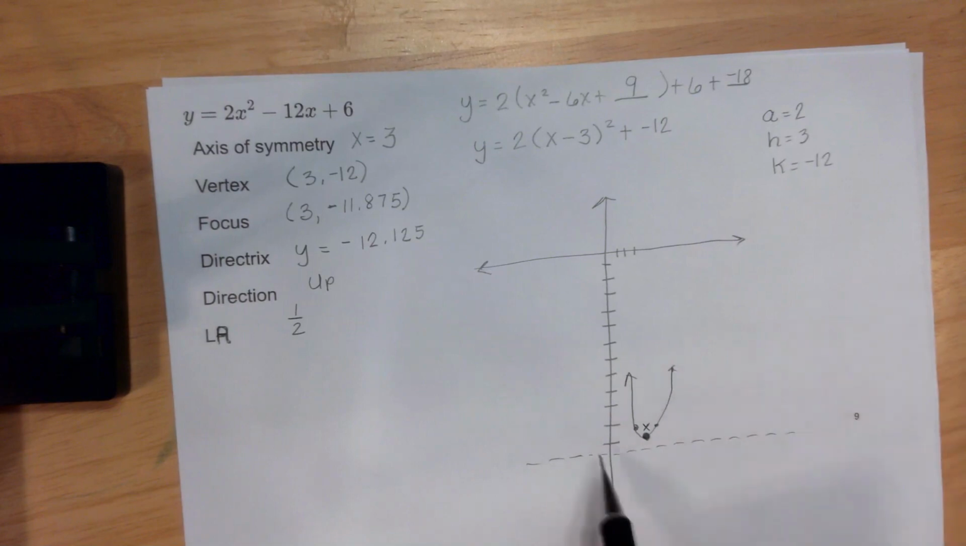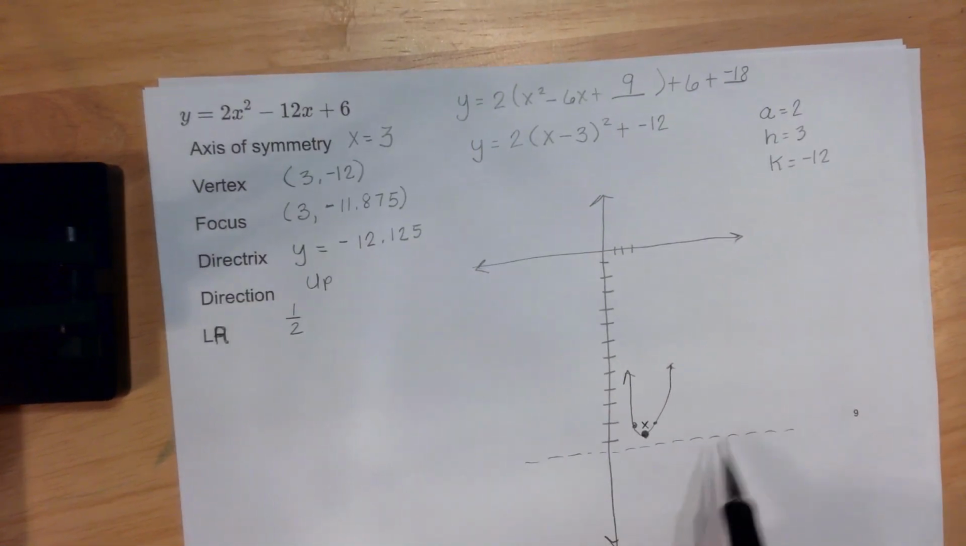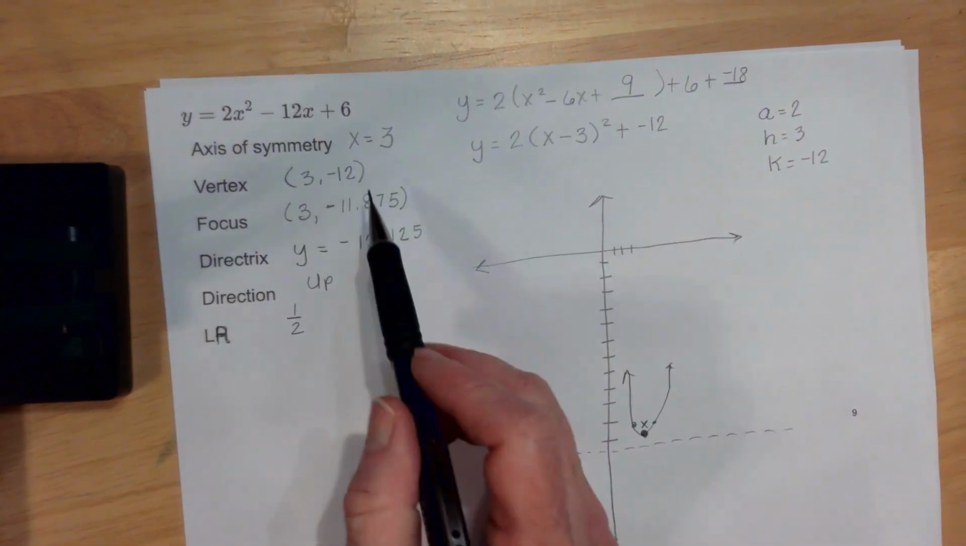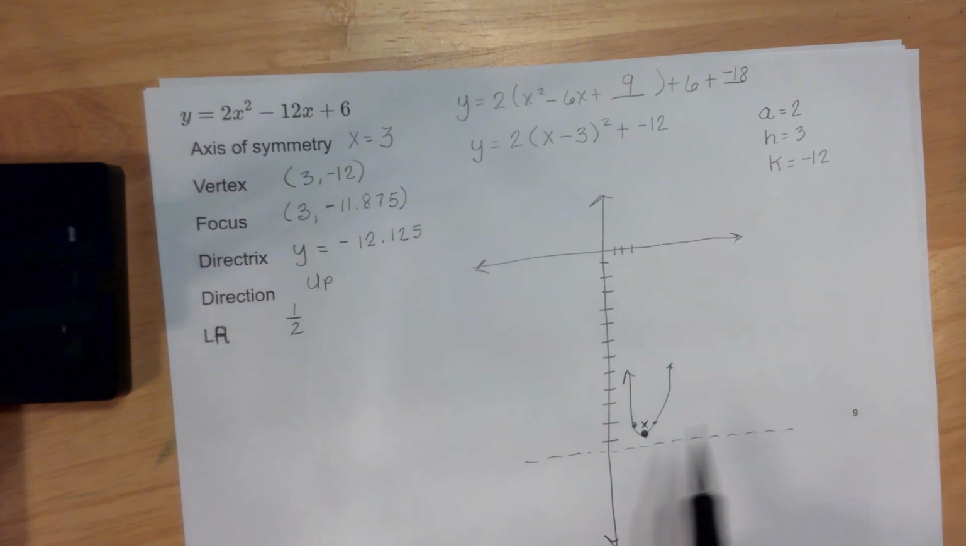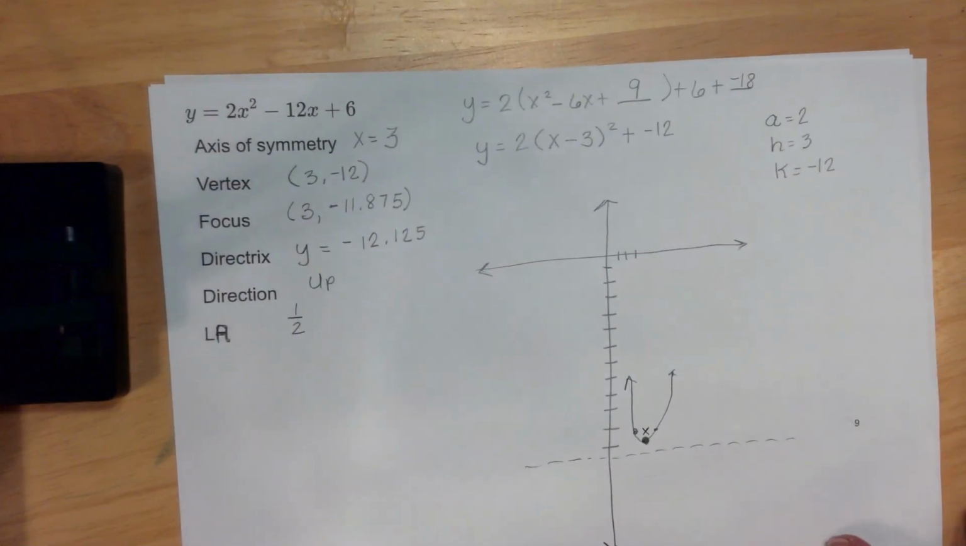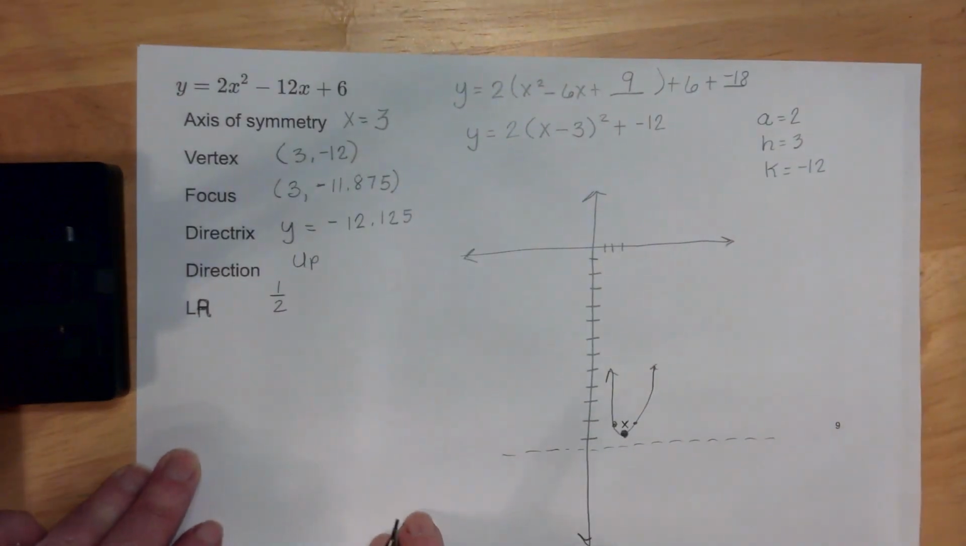Now, this is just a sketch graph. This is the important part over here. Because I'm going to go back and check your values here, and of course your graph should be somewhat similar to that. Obviously it's hard to show something like negative 12.125.